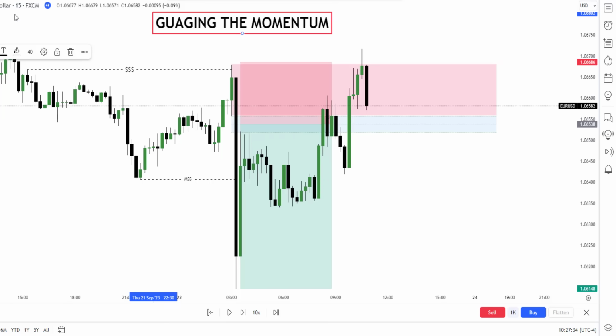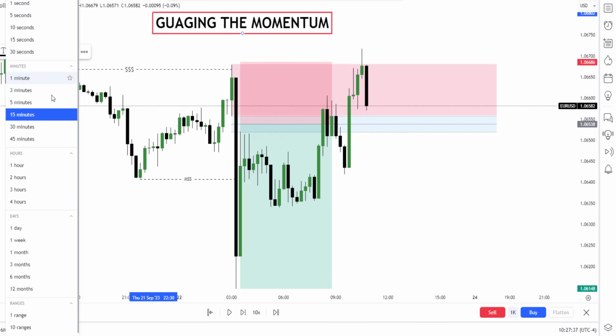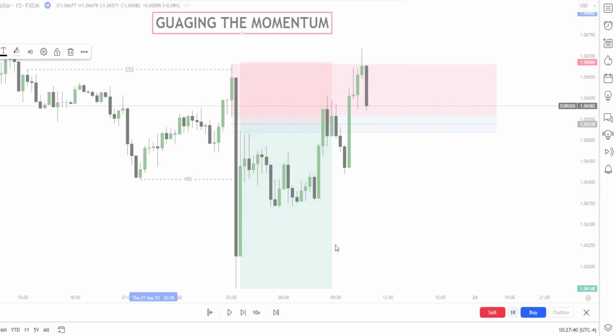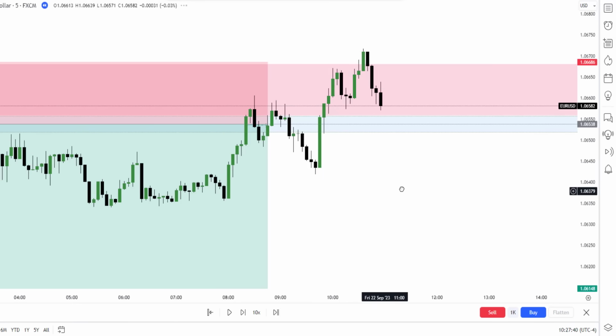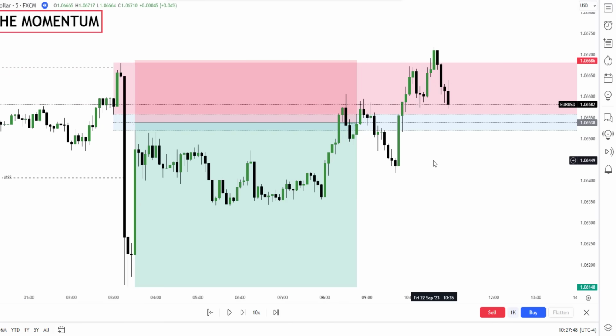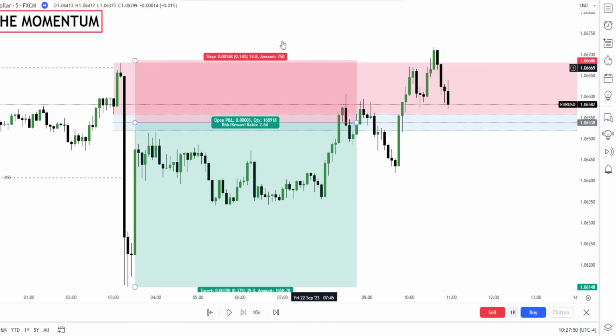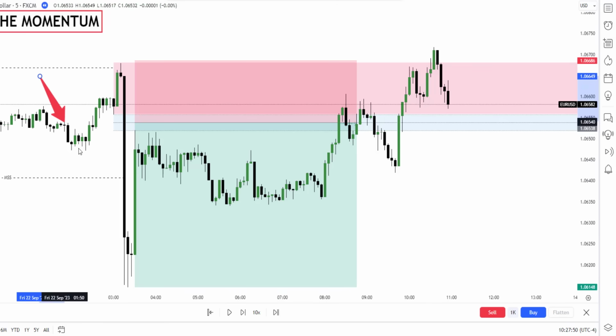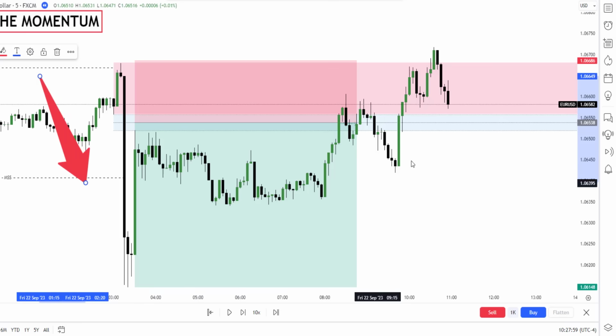Which means I will drop to either the 5-minute time frame or the 1-minute time frame. So I will go to the 5-minute time frame, which is right here, and I will gauge the momentum of this retracement. This is it. I am trading with the smart money. The smart money are bearish on their time frame, and I want to sell and go in the same direction with them.